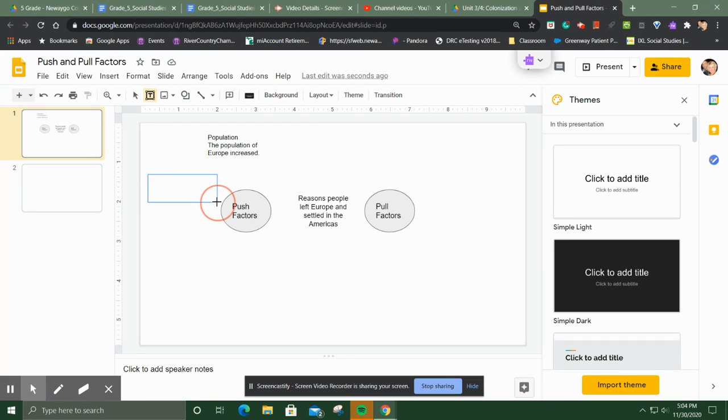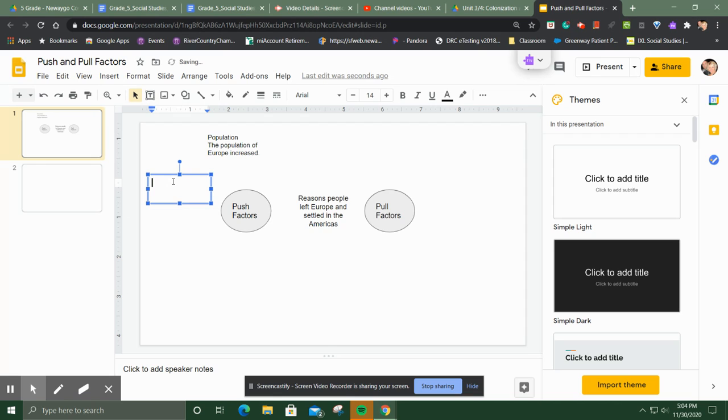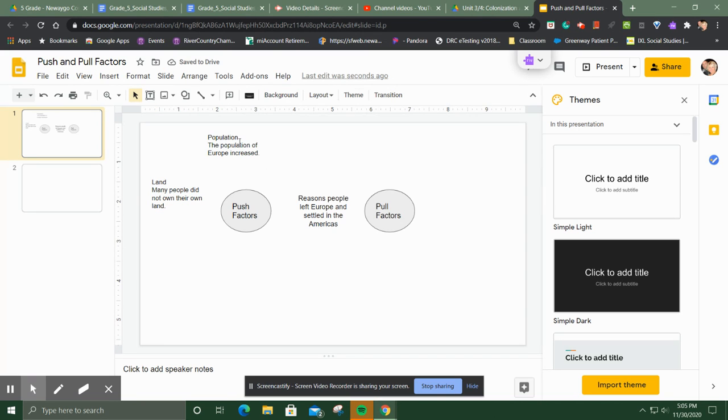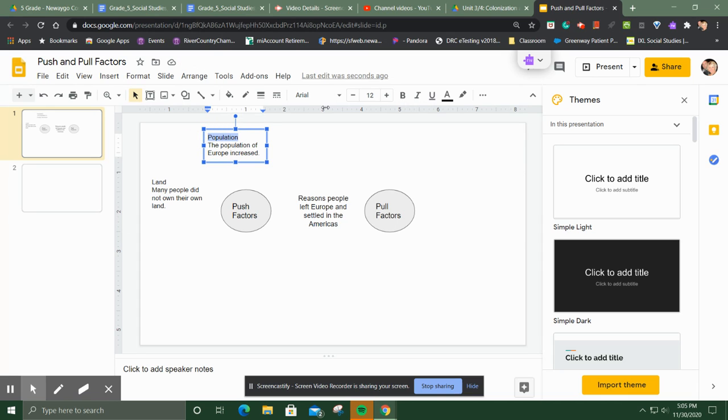The second reason is land. Again, because it was getting overcrowded, many people did not own their own land. There is no land left to own because, again, it was crowded. I'm going to make these bold because these words are going to come up a little bit later when we get over to pull factors.